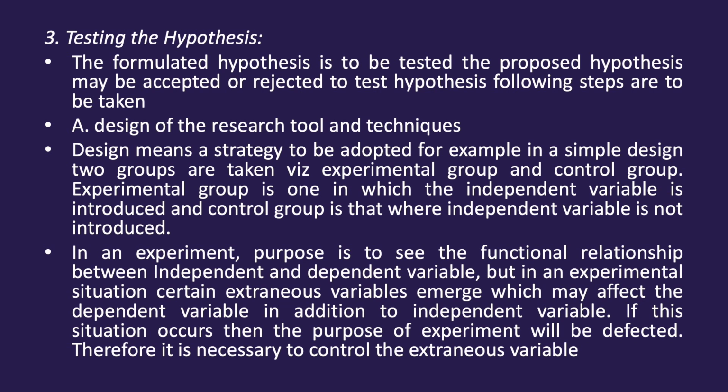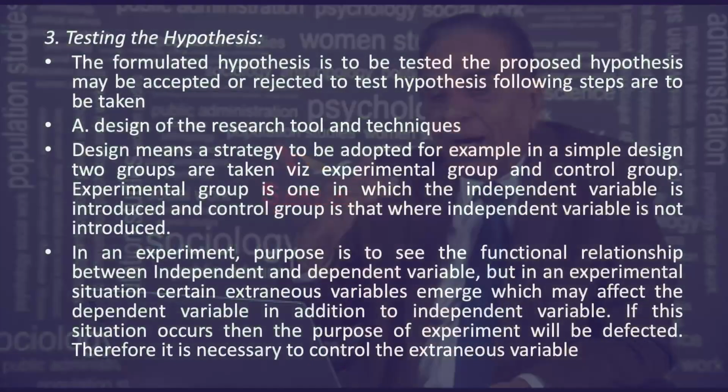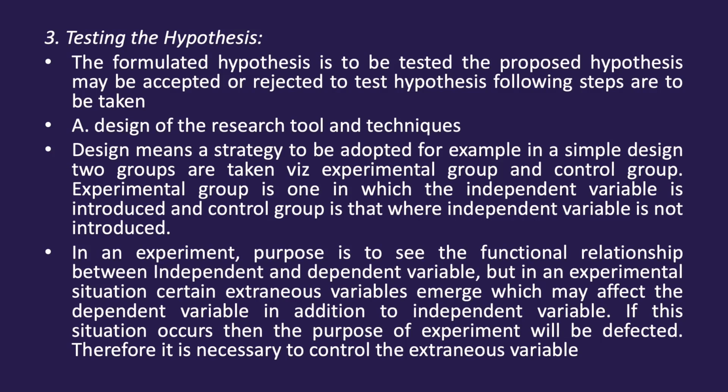I have just explained to you that a hypothesis may be accepted or it may be rejected. Acceptance has the equal significance value as rejecting the hypothesis. So how will the hypothesis be accepted or rejected, what are the different steps? Now we will follow that. After formulation of the hypothesis, the first step will be the design of the research tool and techniques. How you will conduct your research, what the different tools are, what different techniques you will use. Now I will explain it.